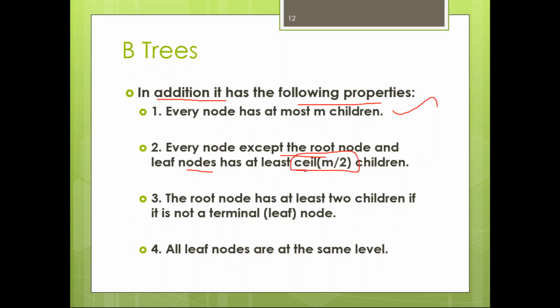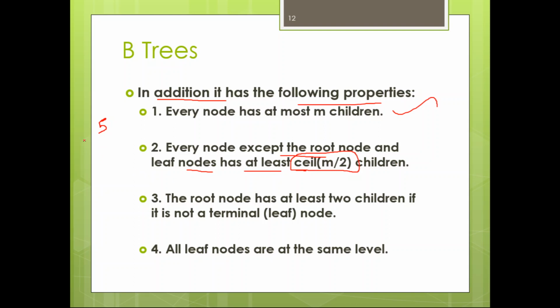Every internal node, that is the node except the root node and the leaf node, must have at least this many children. How many children? Ceil of m by 2 children. So if m is 5, each node can have a maximum of 5 children. This is the maximum upper limit. Each node can have at most 5 children, but every internal node should have a minimum of this many children.